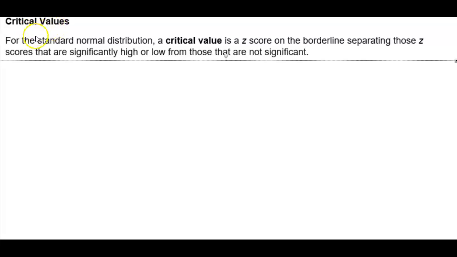Critical values. For the standard normal distribution, a critical value is a z-score on the borderline separating those z-scores that are significantly high or low from those that are not significant. So remember here that a critical value is a z-score, and those are things that we've already had some experience with.